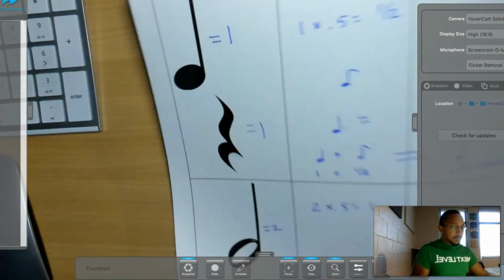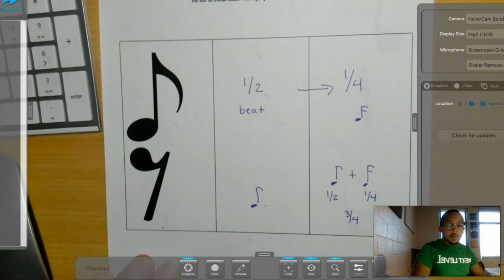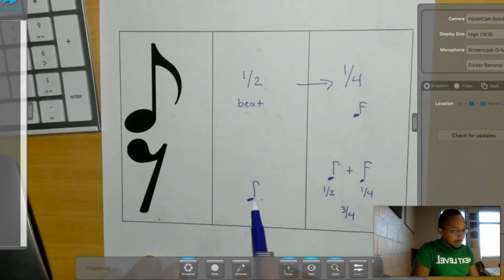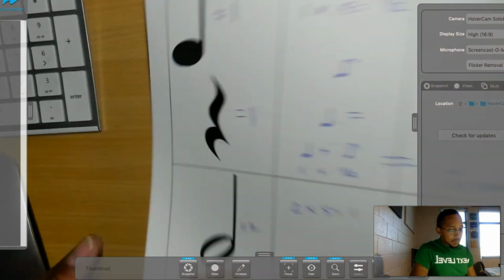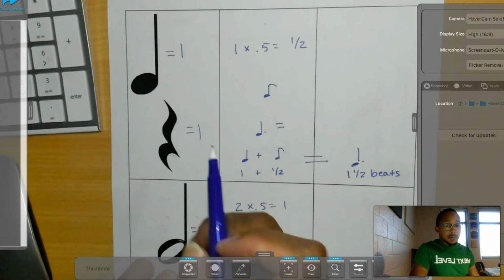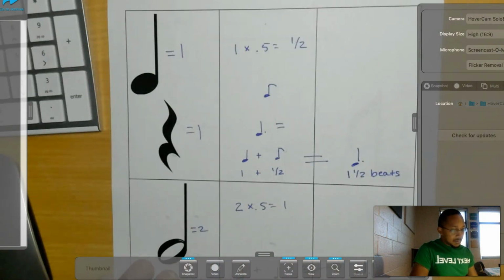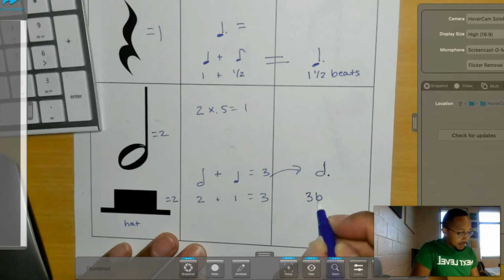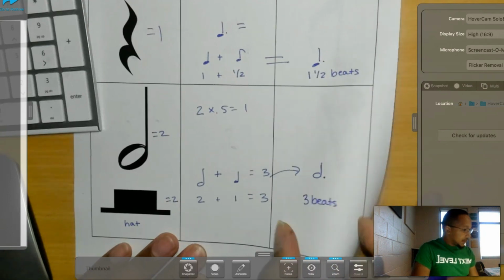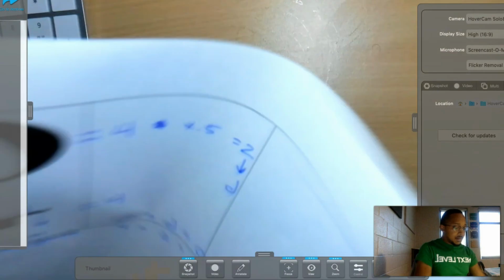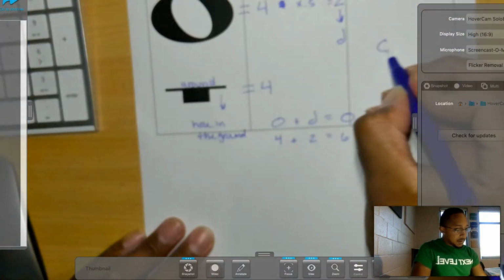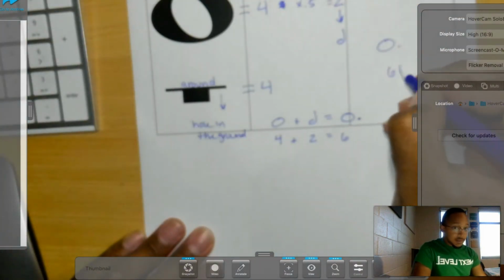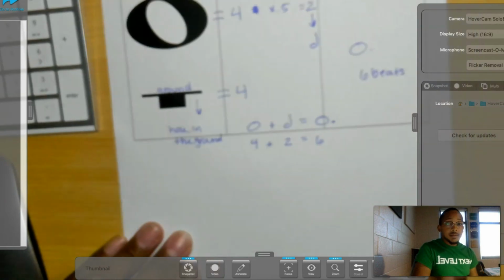So just a quick review. Dotted 8th note, 3/4 of a beat. Dotted quarter note, 1.5 beats. Dotted half note, 3 beats. And our dotted whole note, 6 beats.